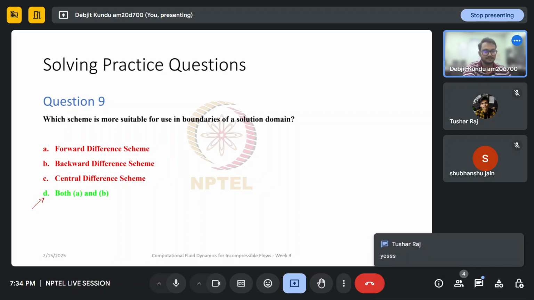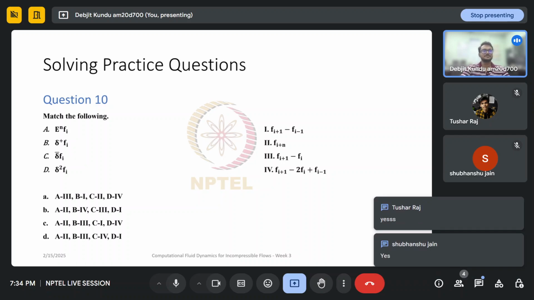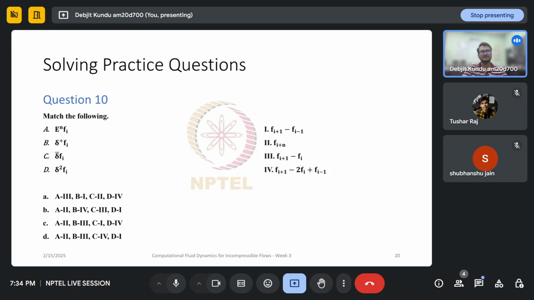Okay, cool. So now we'll take a look at the last question of today's session. This is a match the following type of question where you have to remember what these symbols mean. This was discussed in the last lecture of week 3. These are all shorthand notations. E^n is the displacement operator. These are all operators.